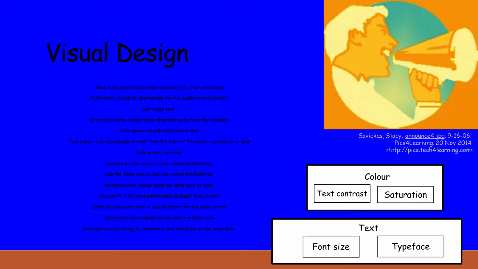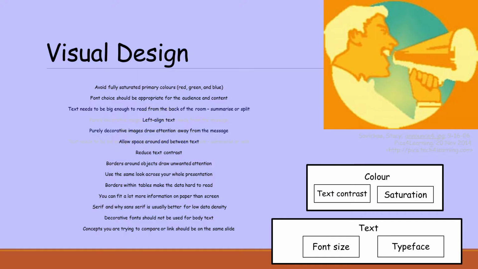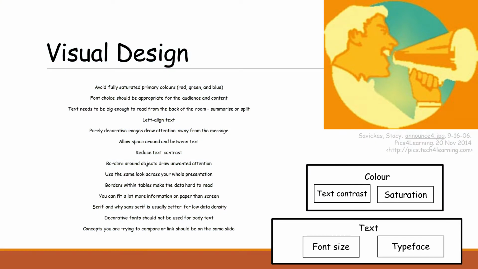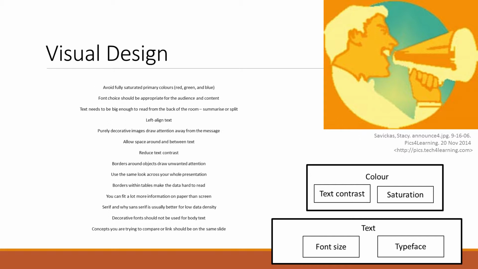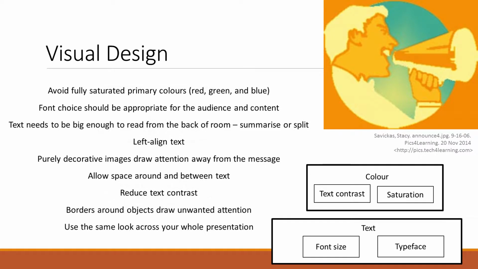Good visual design not only maintains student interest, but improves cognitive understanding. Let's improve this slide. Avoid fully saturated primary colours, red, green and blue. Font choice should also be appropriate for the audience and content. Text needs to be big enough to read from the back of the room.